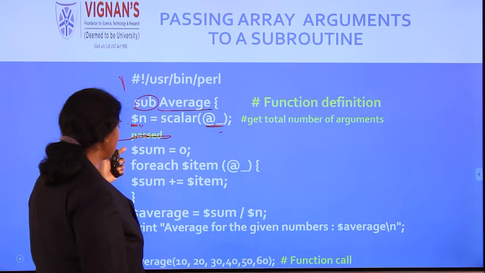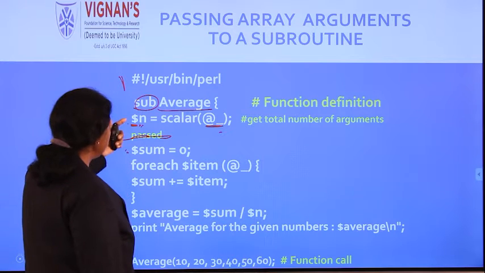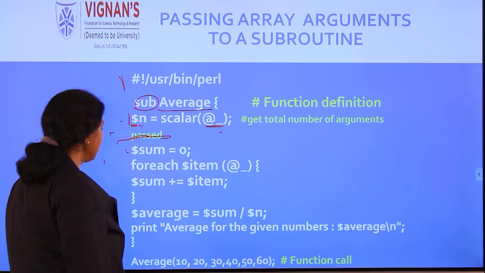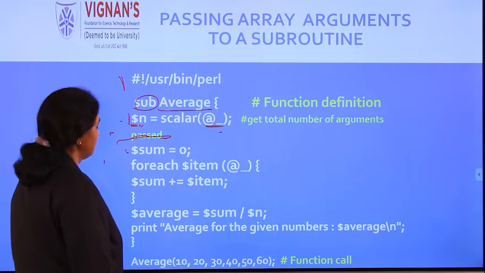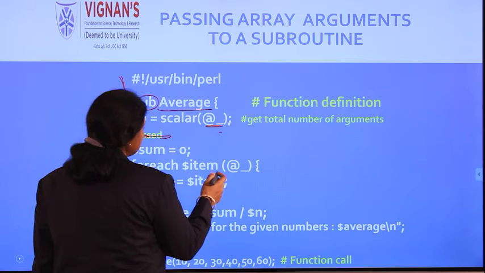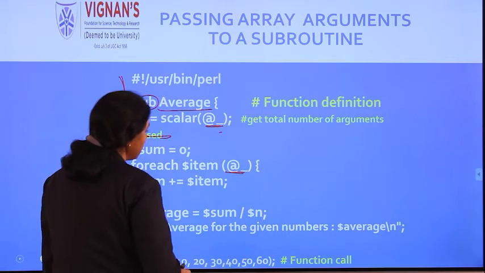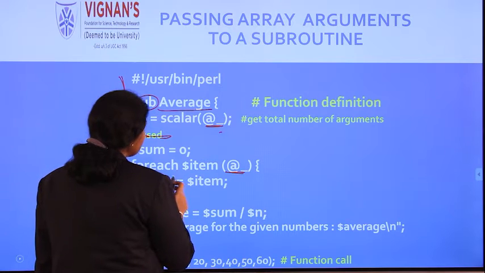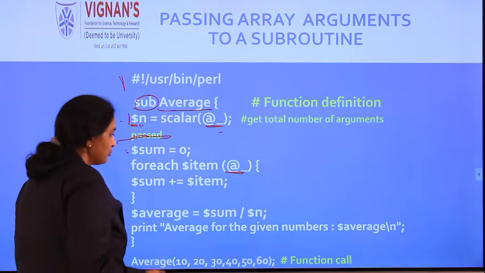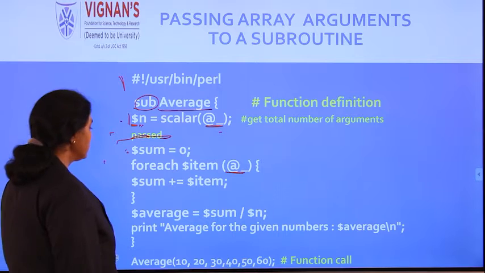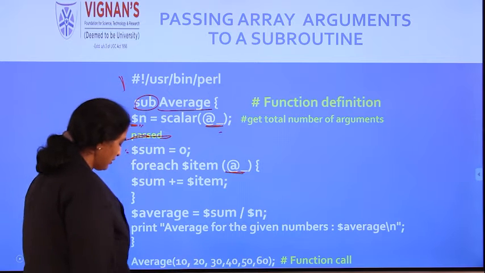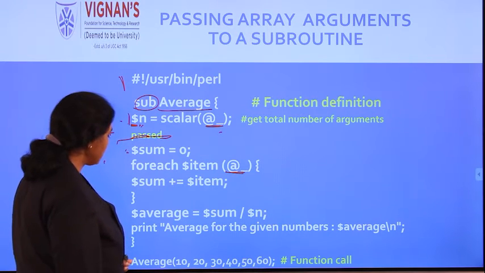So first initialize the sum. Already you are getting the number of variables into n, so now sum is equal to 0, initialized. Here you have many variables, for that we have to use the foreach loop. So foreach item, all the elements present in the array @_. Now sum is equal to sum plus item. It is iterating over all the elements present in @_. Now average is equal to, as you know, sum by the number of elements. Now print the average.